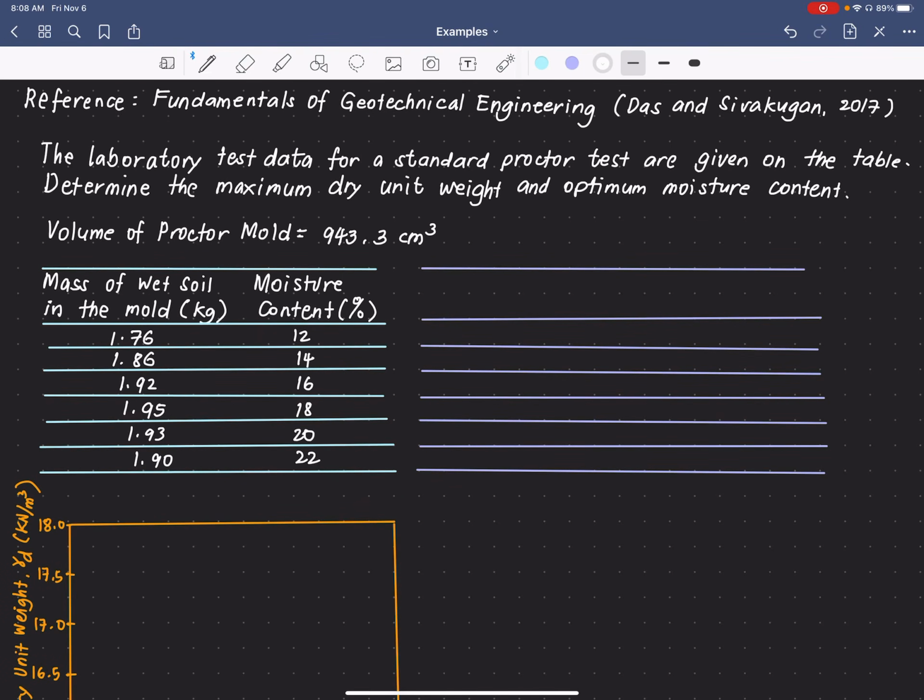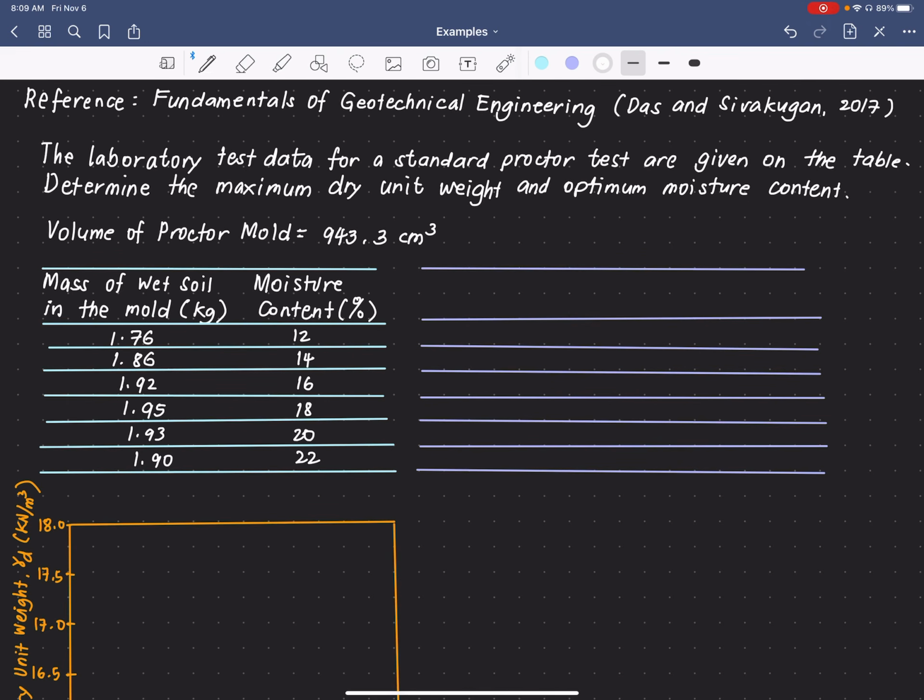Hi everyone. Today we'll be having another example on compaction. So the reference is again the Fundamentals of Geotechnical Engineering. In this example, a laboratory test result is given from a standard Proctor test, and we're asked to determine the maximum dry unit weight and the optimum moisture content.